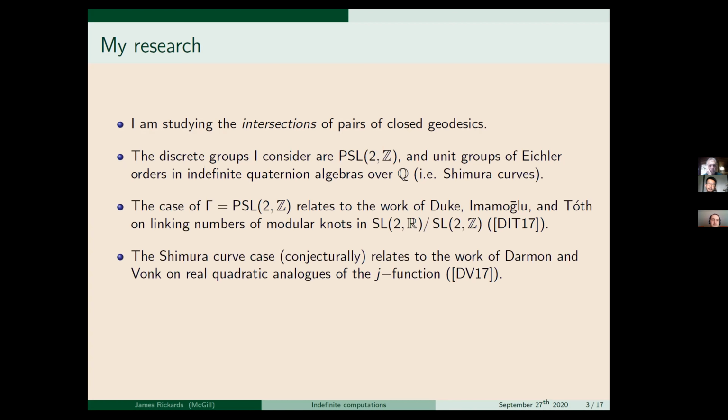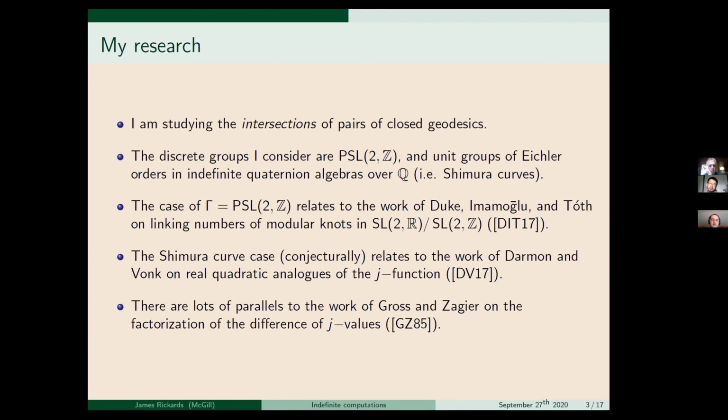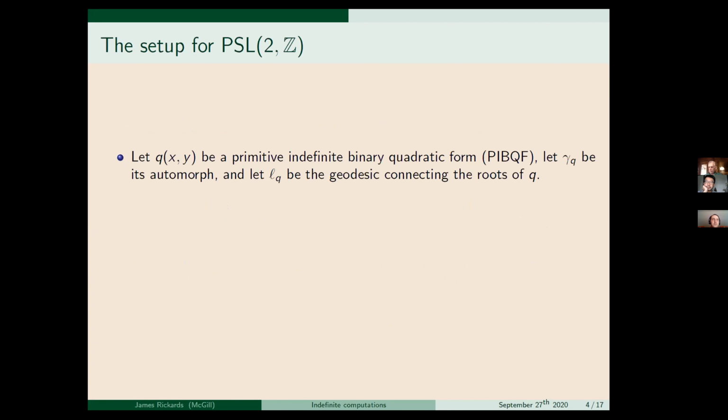And very similar to the last point, there are a lot of parallels to the work of Gross and Zagier on the factorization of differences of J values. You get a lot of the same quantities appearing, it's just that now the discriminants are positive instead of negative. So this is the background, what brought me into this area.